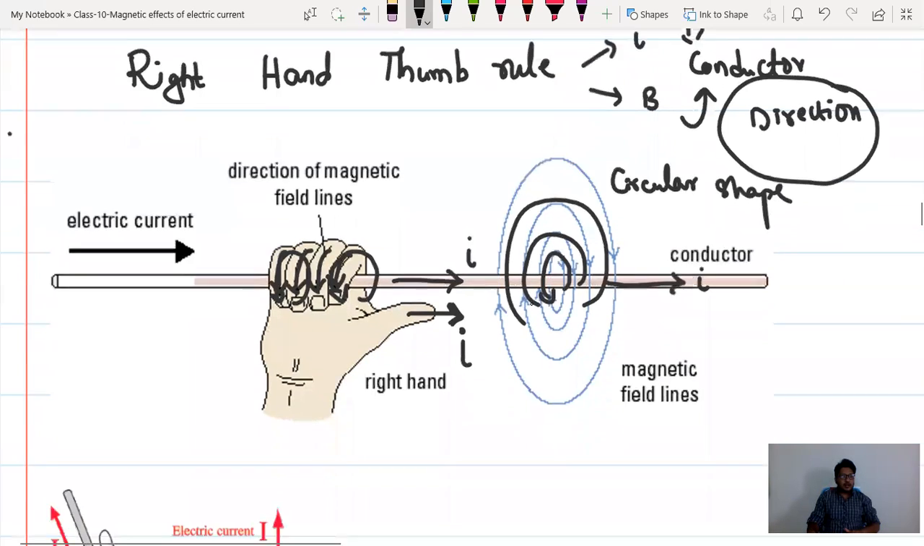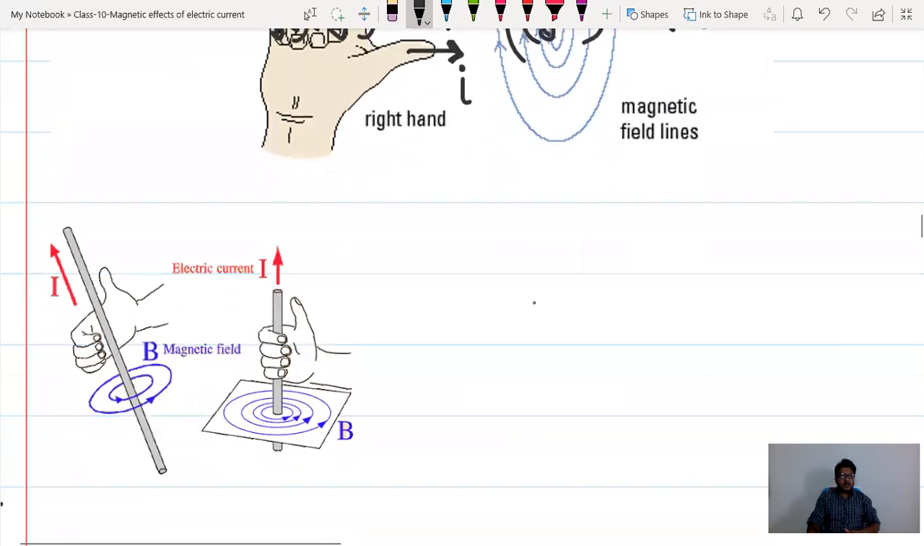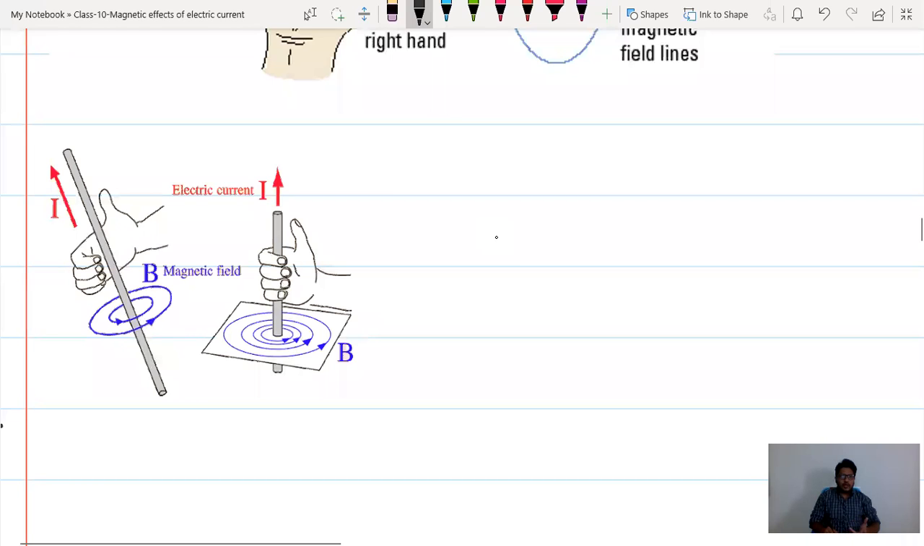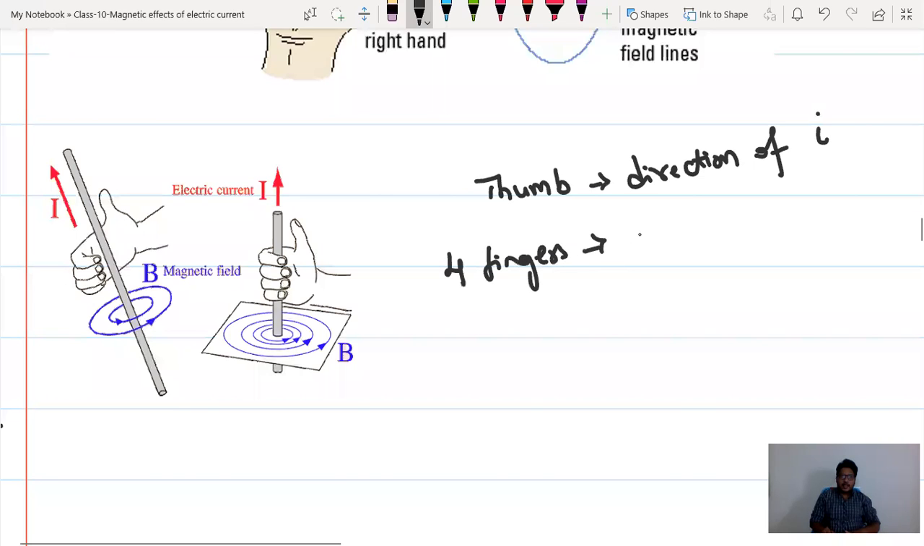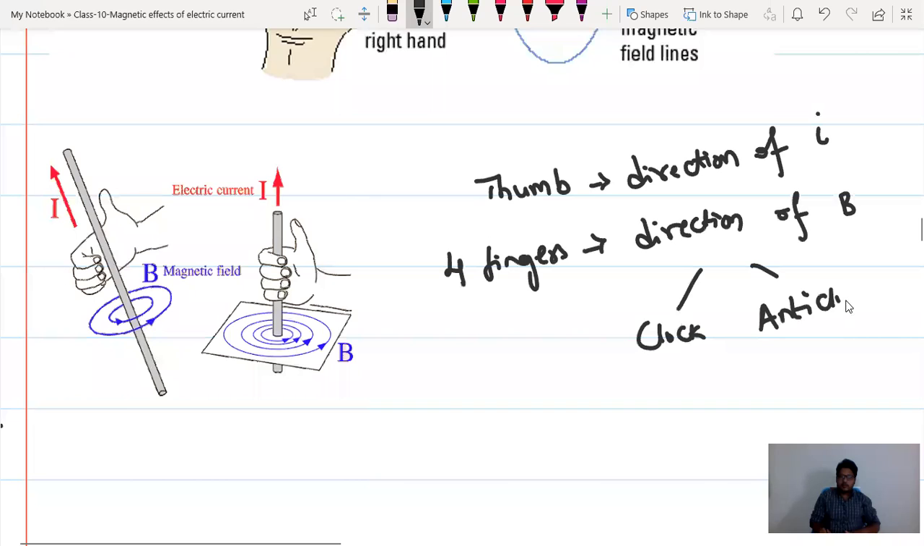And if they ask in examination regarding direction, this you can say. What is the direction? However you want, you can hold that conductor. That thumb will indicate direction of current. Four fingers will indicate direction of magnetic field. There will be two directions. First one clockwise, second one anti-clockwise.